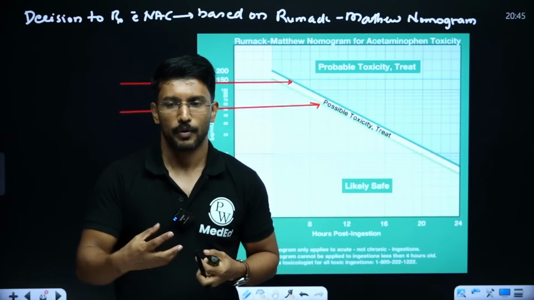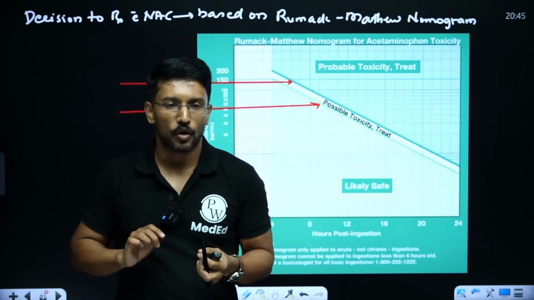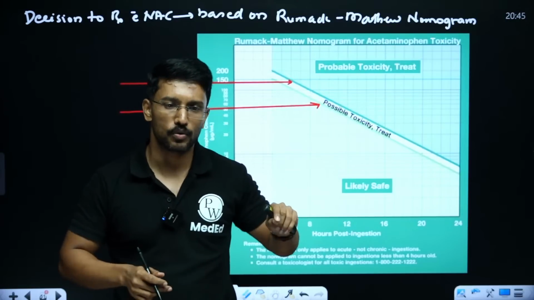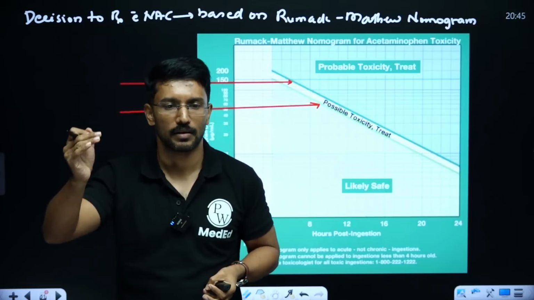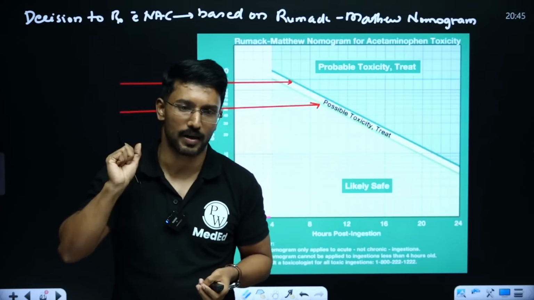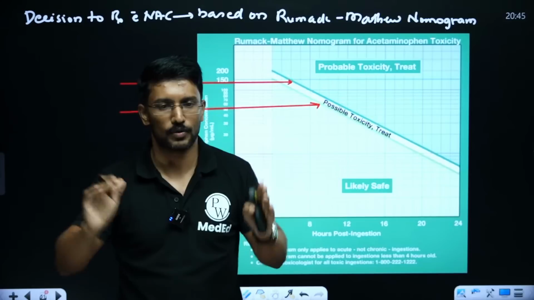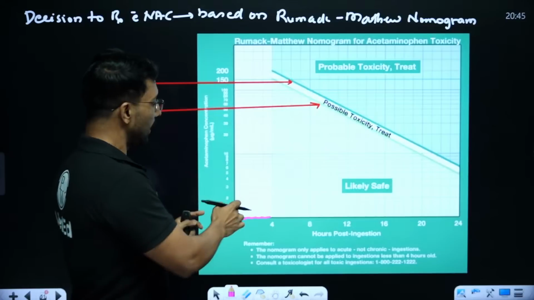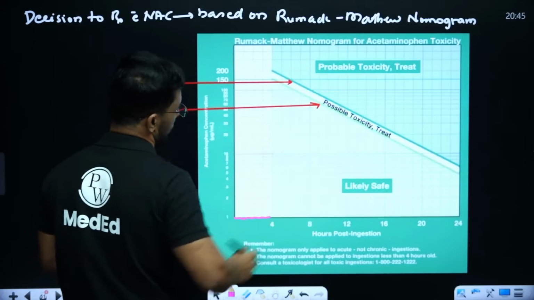Why? Because whatever I have taken, for it to completely absorb and for me to reach the peak blood levels, it takes 4 hours. With therapeutic doses, the peak is reached within 2 hours, but with toxic doses, it can reach by 4 hours. So I want to know the peak blood levels, which I can only know 4 hours after the patient has consumed it. So at 4 hours or anytime later, we can check. And we will plot that serum paracetamol value on this time graph.